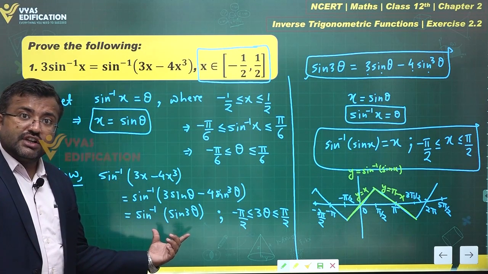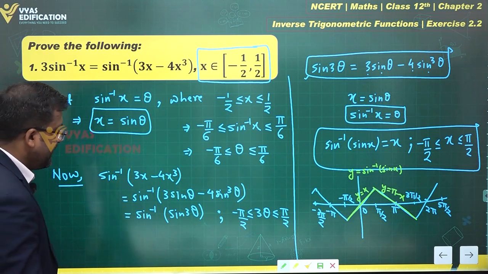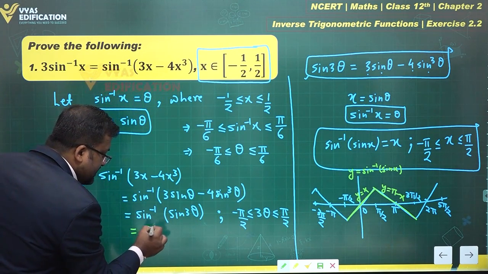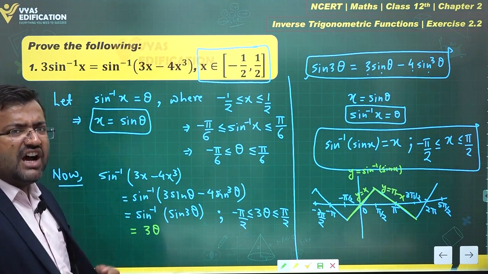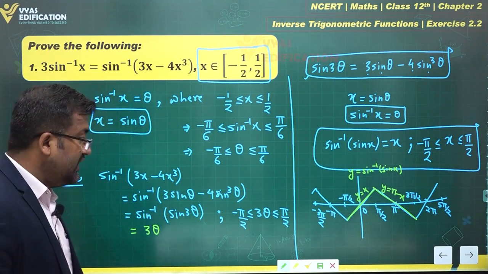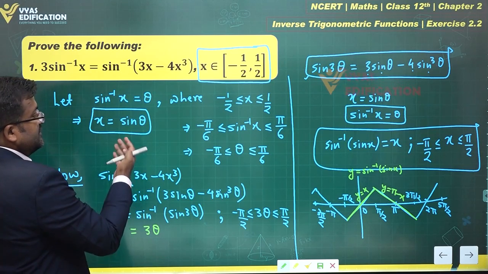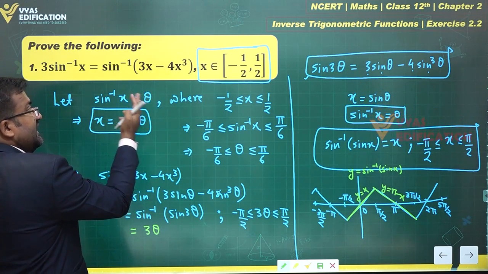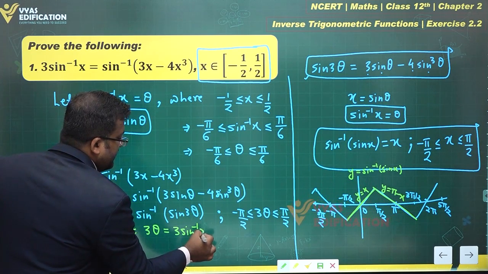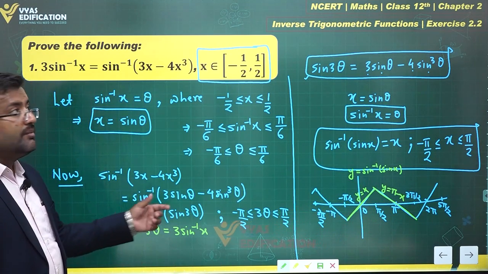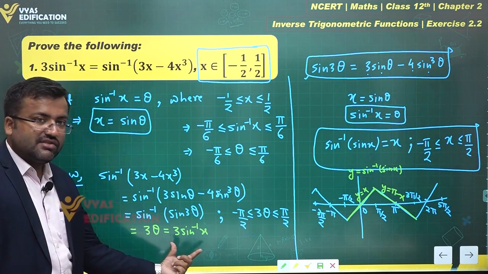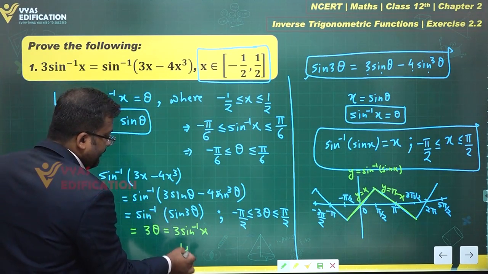Let's come back to this question and complete it now. Sine inverse sine 3 theta, for 3 theta lying in this interval, will be equal to simply 3 theta. But did we start with theta? Were we given theta in the question? No. Can we leave the answer in terms of theta? No. We will have to leave the answer in terms of x. Now what is theta equal to? Theta is equal to sine inverse x. This is 3 sine inverse x. So we began with this and we reached this. Yes. That's a complete proof.